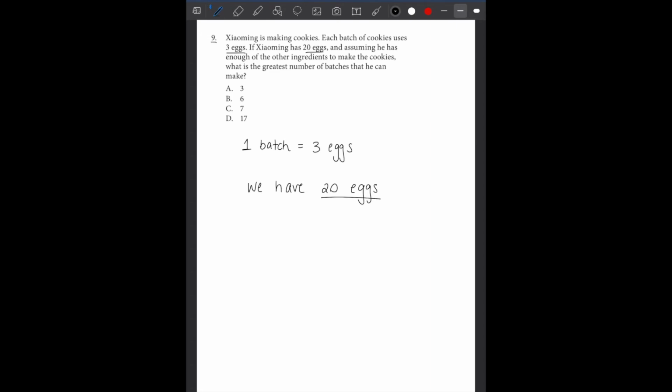We can solve this problem in one of 2 ways. There's one called a proportion, and there's another one just called simple division. They're both dividing, but it's just the setup that is a little bit different. But essentially we're doing the same thing. So I'll show you the proportion way.